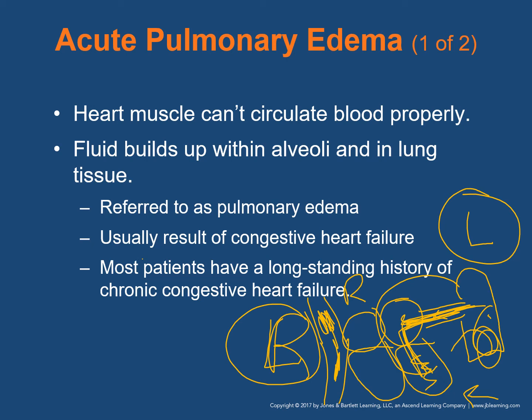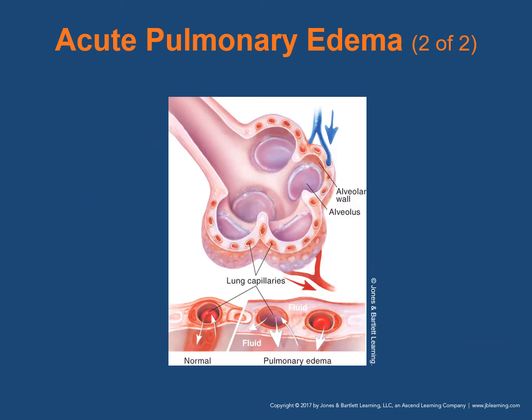And on the next slide, we're going to show you what this fluid backing up does. Okay, so this picture is showing you the normal capillary and alveolar bed. So not a lot of fluid. The red blood cell has the oxygen molecule on it, and the oxygen molecule doesn't have to go through that much space and fluid.